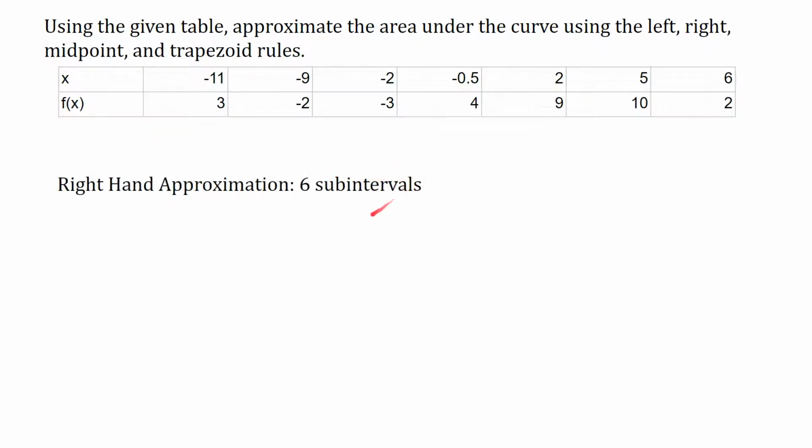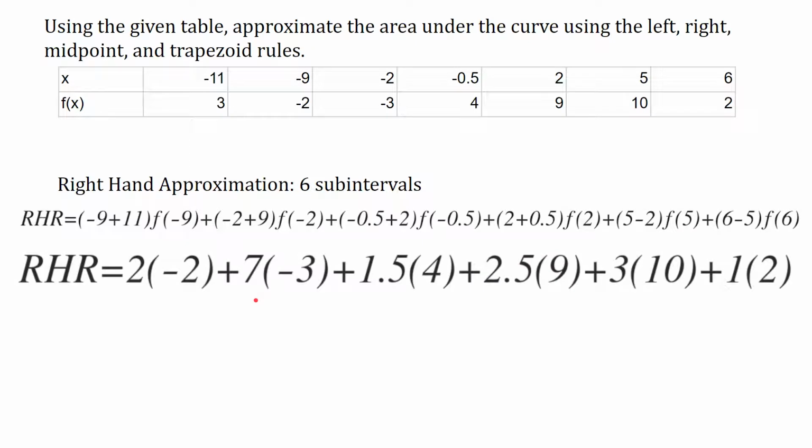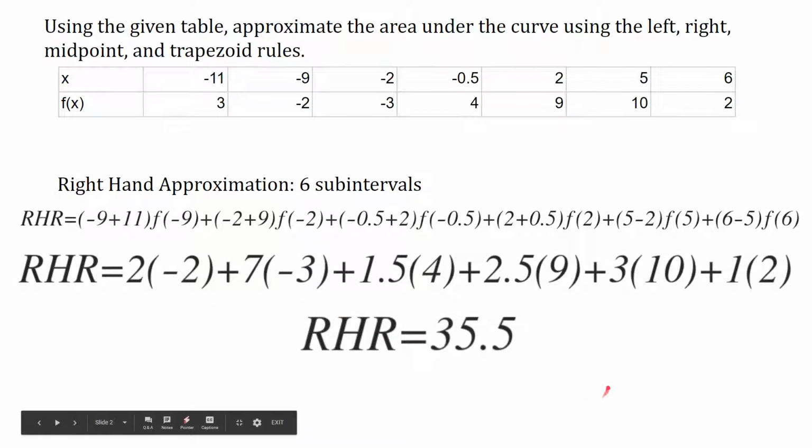Next we'll do the right-hand approximation, which is again 6 subintervals. And in a similar fashion, we'll be finding the difference between two x values, but instead of using f of negative 11 like we did for the left-hand rule, we'll use the right-hand function value, which is f of negative 9. And we do this again for all 6 subintervals and simplify a little. And then see that our right-hand approximation is 35.5.